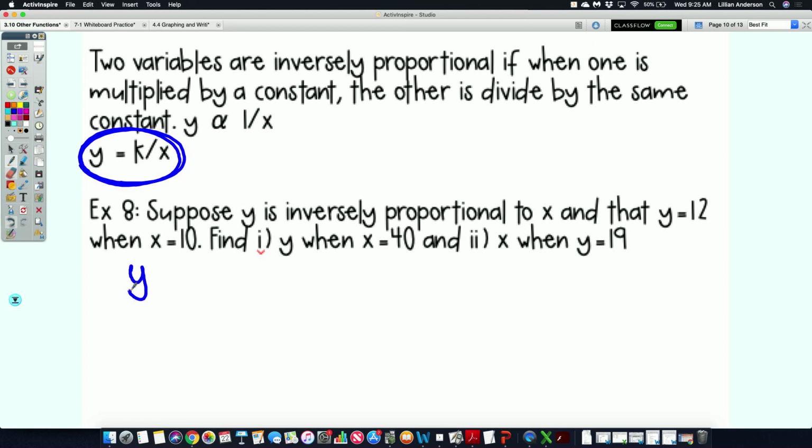Y is inversely proportional to x, so you'll have y equals k over x, and y is 12 when x is 10. You use that information to find the value of k, your constant. How do I solve for k?